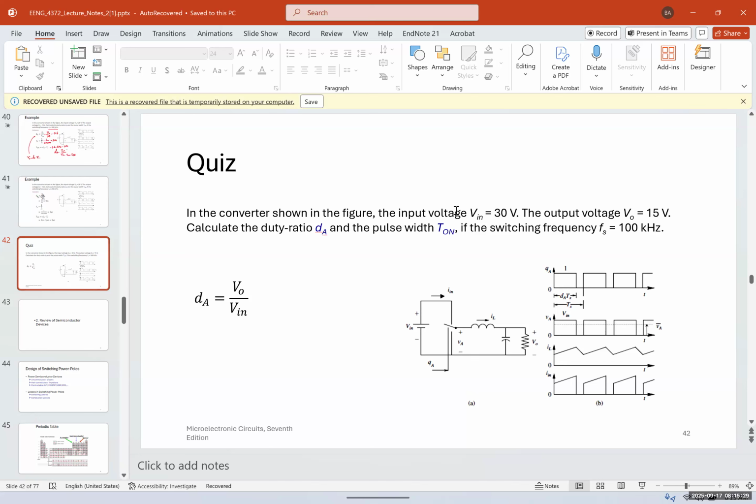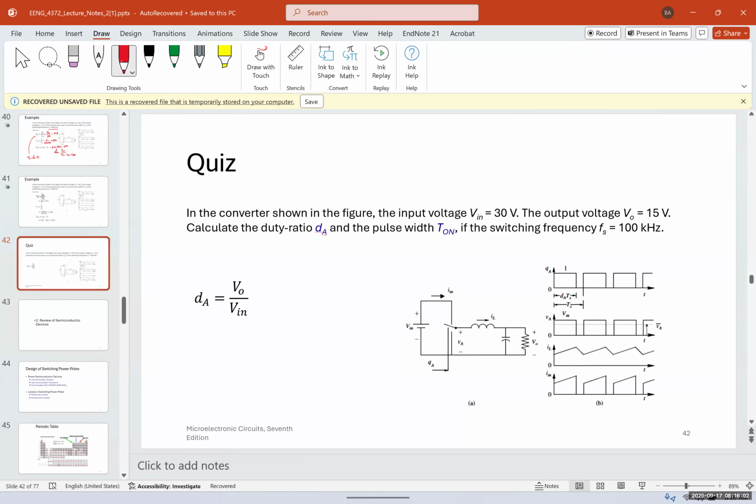So the quiz is that we have the following converter, and the input voltage is 30 volts. The output voltage is 15 volts. So it's a buck converter because it's stepping down the voltage. First we want to calculate dA, the duty ratio, and then we want to calculate the pulse width, or T on.